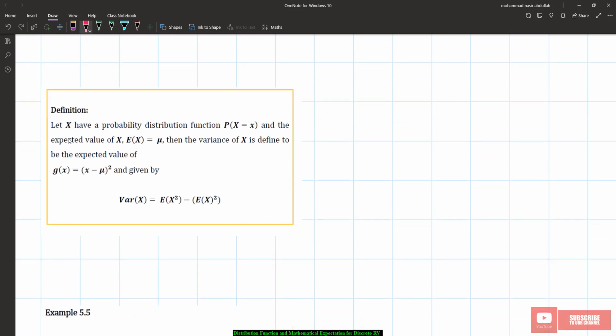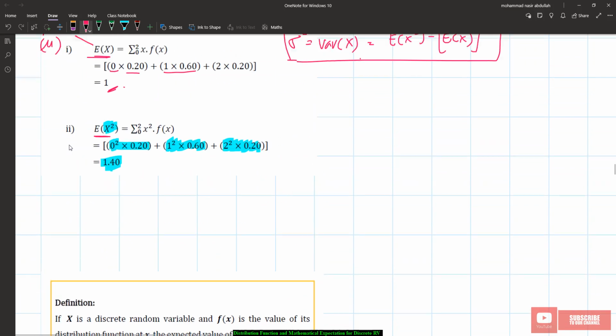Let X have a probability distribution with probability of x equal to f(x) and the expected value of X, E[X], equal to mu. Then the variance of X is defined as E[X squared] minus E[X] and then you square. You need to remember E[X squared] is not equal to E[X] and then you square. It's totally different value.